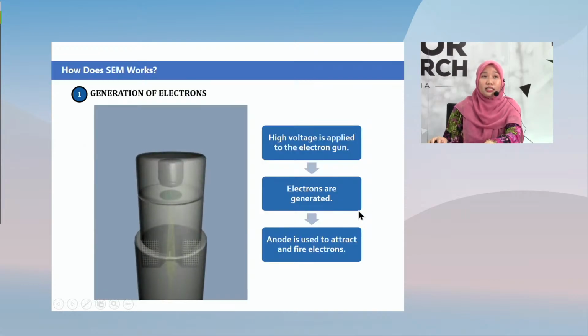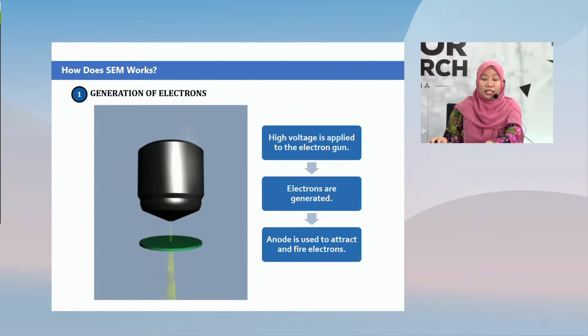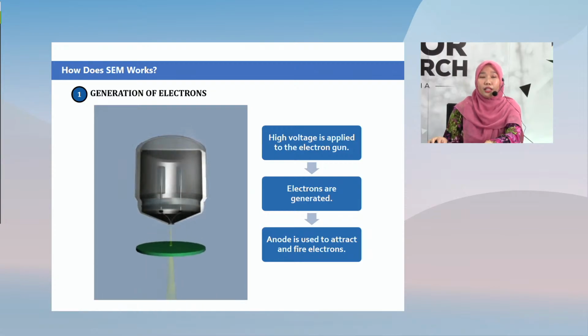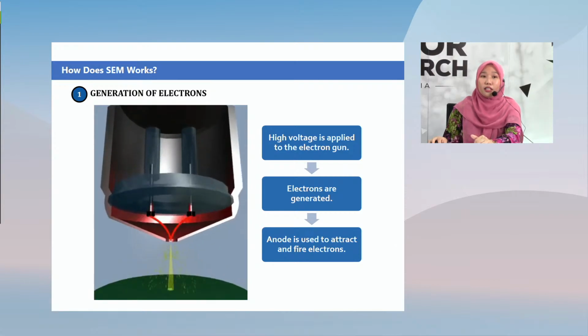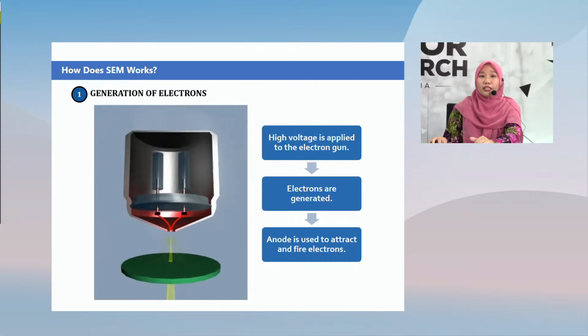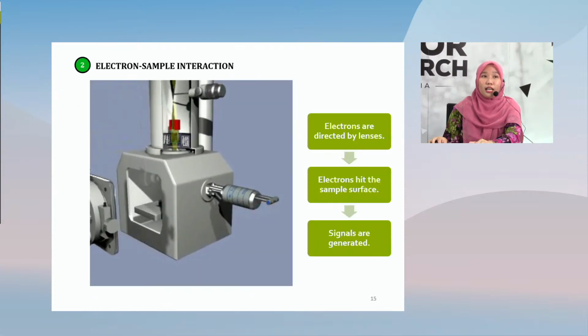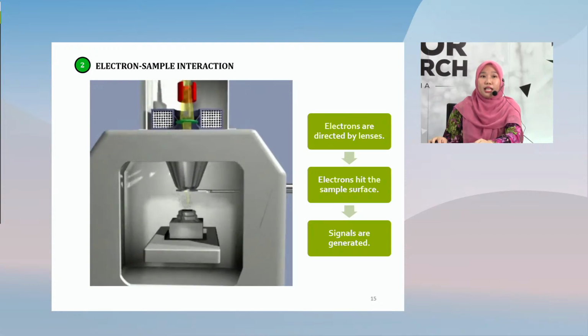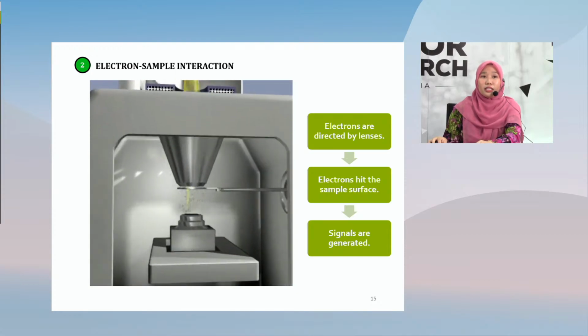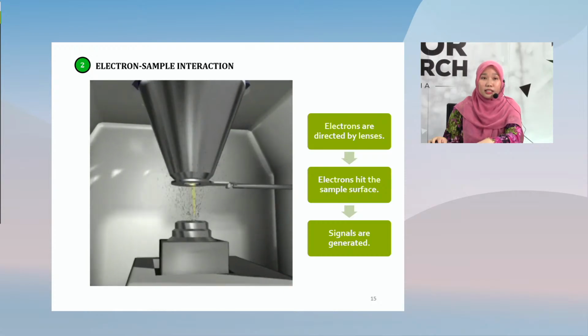So how does the SEM work? Basically, it works similarly to light TEM, but in SEM this is the process. High voltage is applied to the electron gun, and electrons are generated, and the anode is used to attract and fire electrons. Then comes the electron-sample interaction, where the electrons are directed by the lenses, hit the sample surface, and the signal is generated.